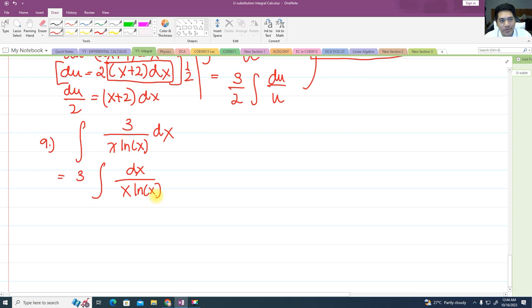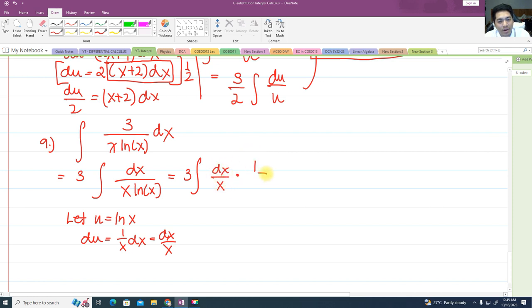We have seen a lot of integrals a while ago that involve ln, so let's give ln of x a try as our u. So u is ln of x, and du, the derivative, is 1 all over x dx, or simply dx all over x. If we rearrange this integral, that becomes 3 integral of dx all over x multiplied by 1 all over ln of x.